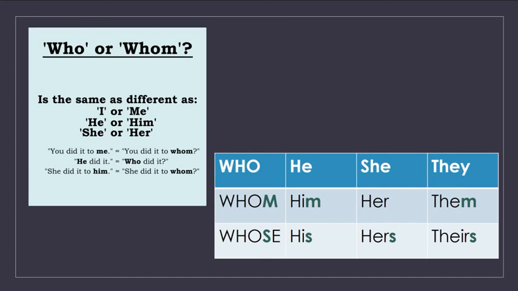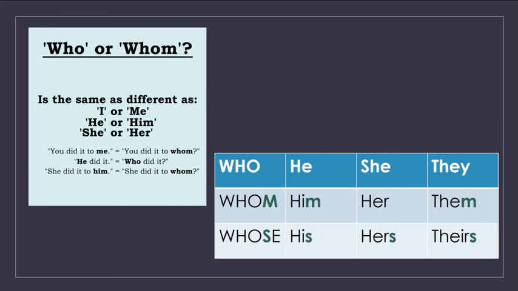Who or whom? The differences are the same as the differences between I or me, he or him, she or her. You did it to me, you did it to whom? He did it, who did it? She did it to him, she did it to whom? One easy way to remember is by looking at the form here. Who, he, she, they. Whom, him, her, them. Whose, his, hers, theirs. That's the possessive.